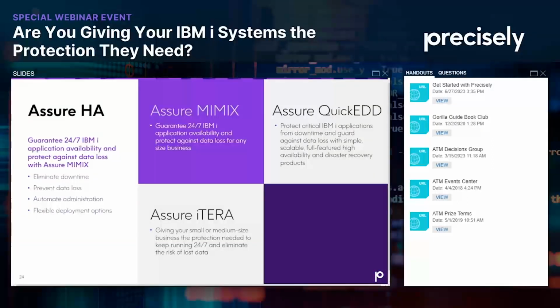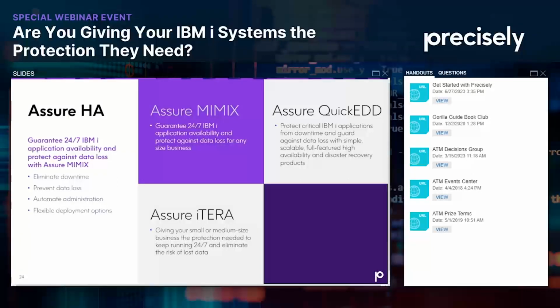So when we look at our high availability offerings, you may be familiar with these brand names: Mimix, QuickEDD, and Itera. All of them share a lot of characteristics. Some are more targeted at SMB environments, so the Itera product, versus Mimix and QuickEDD, which are a little more scalable in terms of the volume they can handle. But really, all of them are about eliminating downtime by having a secondary system available if you need it to do maintenance or to fail over in case of an outage.